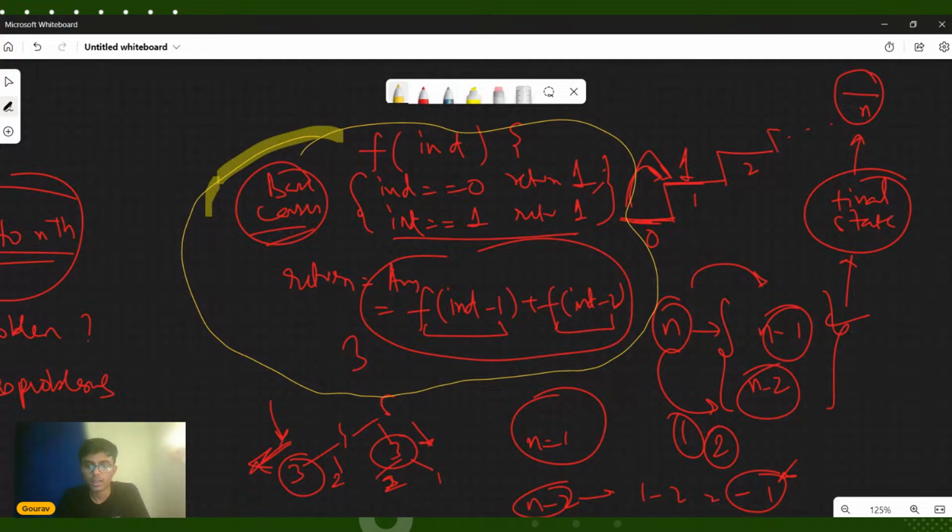Yeah, Rishit, we are having a time complexity. Yes, it will be an exponential time complexity. For every index, we have two possible cases. So if we try to find the complexity of this recursion, it will be around 2 to the power n.